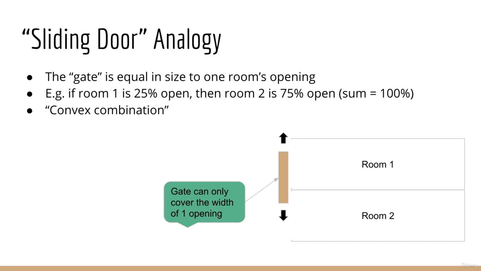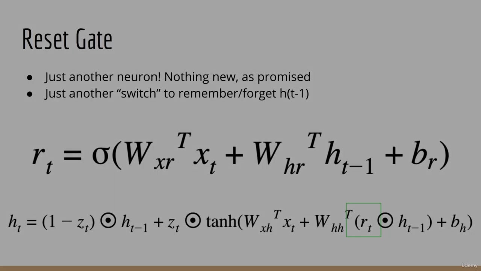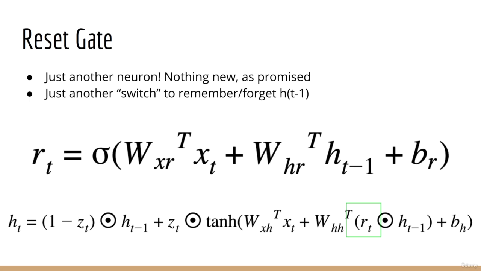Let's now turn our attention to the other gate vector, the reset gate vector. How does this come into play? Well, first, let's consider how this is calculated. As you can see, it's just another neuron, so that should give you some comfort. There is really nothing new here, as I promised. We're just making use of neurons, which we've already learned about, just neurons connected to more neurons. Now, it's called the reset gate vector, which is a good hint about what it's for.